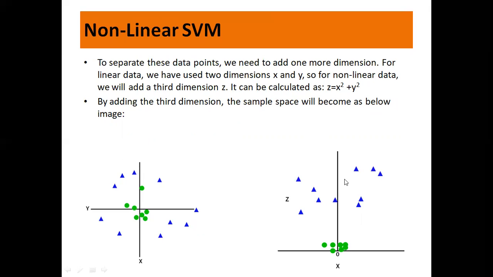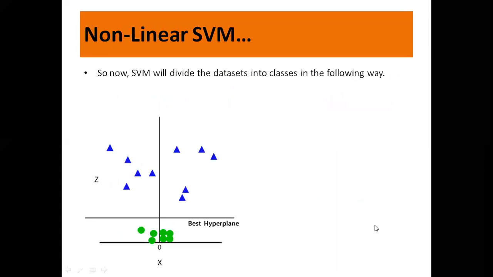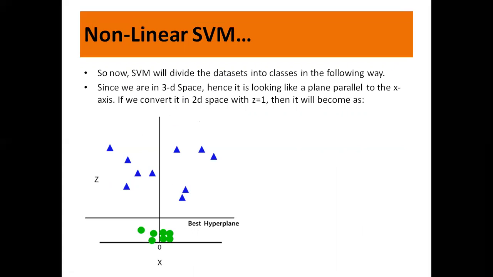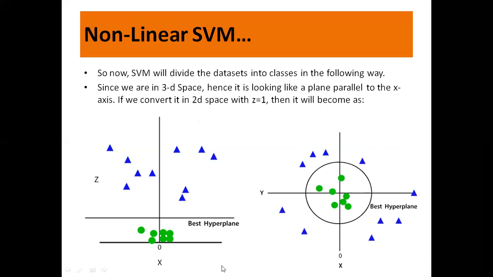Now, don't you think it can be separated using a single straight line, a hyperplane, right? So look at this. Now SVM will divide the data set into classes in the following way. So this is the best hyperplane. Since we are in 3D space, it looks like a plane parallel to the x-axis. If we convert into 2D space with z equal to 1, then it will become this best hyperplane, right? And we get a circumference of radius 1 in the case of non-linear data. I hope the concepts are a bit clear.